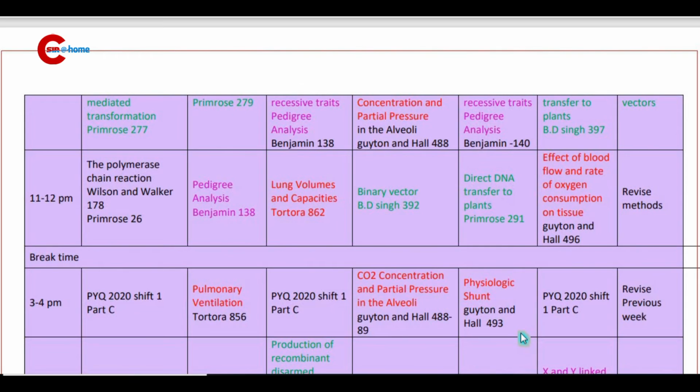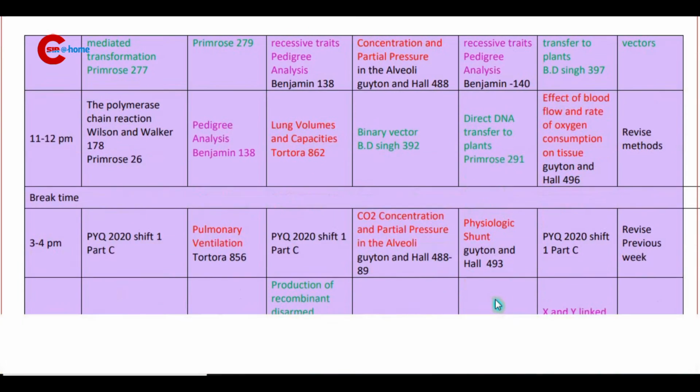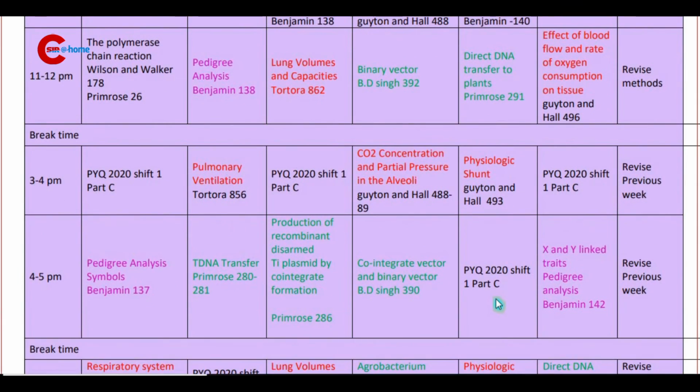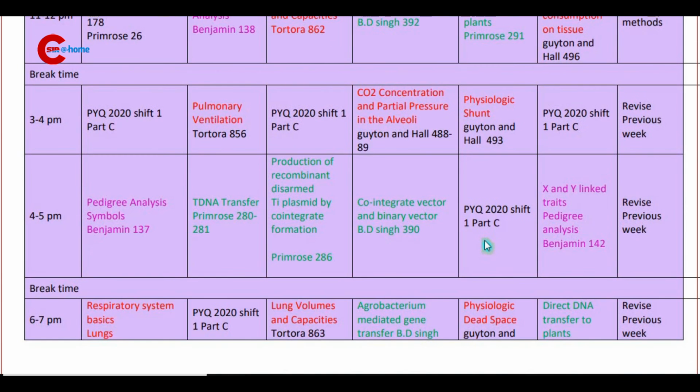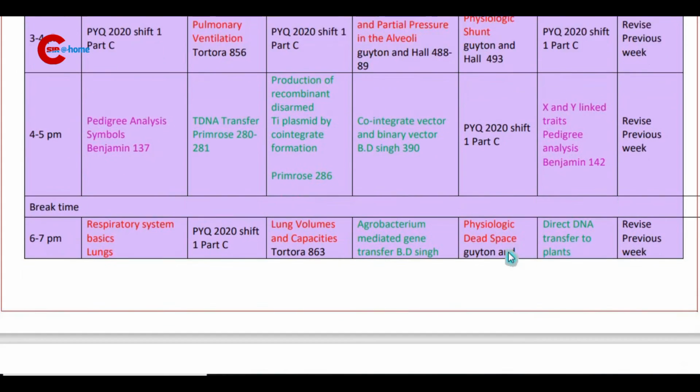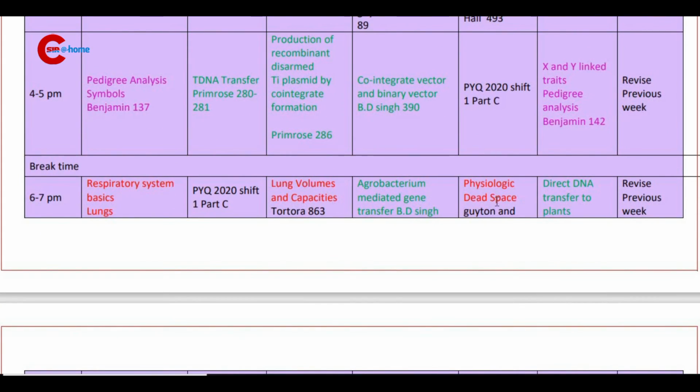Study physiologic shunt. That is from Guyton and Hall. It is in respiration. Okay, chapter respiration, physiologic shunt. Then 4 to 5 p.m., previous year questions. Then 6 to 7 p.m., physiologic dead space. Physiologic dead space, Guyton.